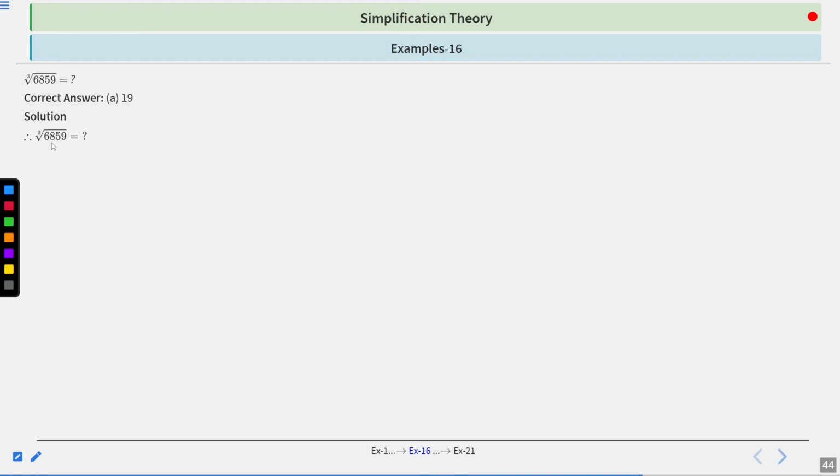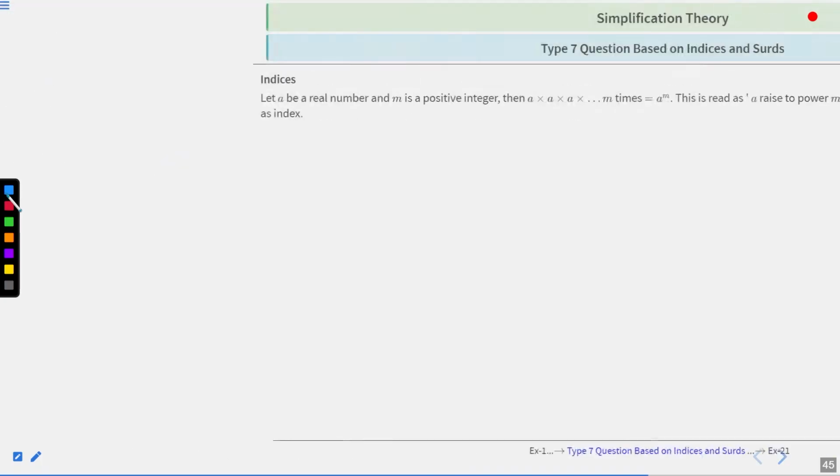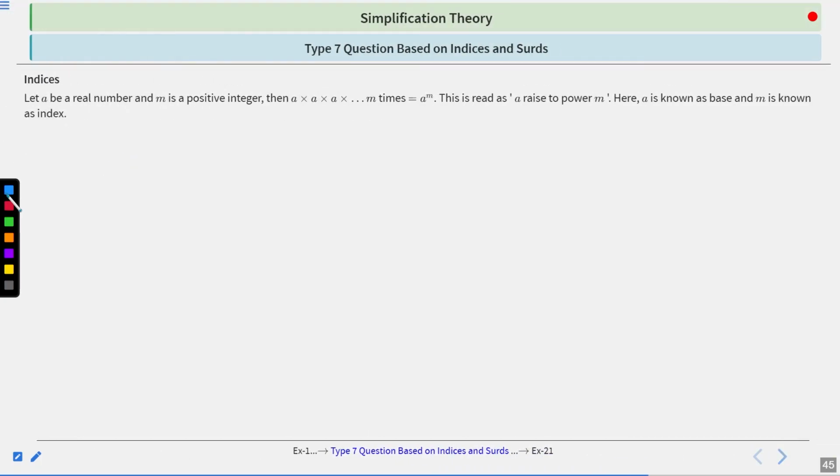6859. So we can say that this will become 19 into 19 into 19. So in the question mark place, cube root of 19 into 19 into 19. So we got 19. So A is the correct answer. Next. Now see the indices.